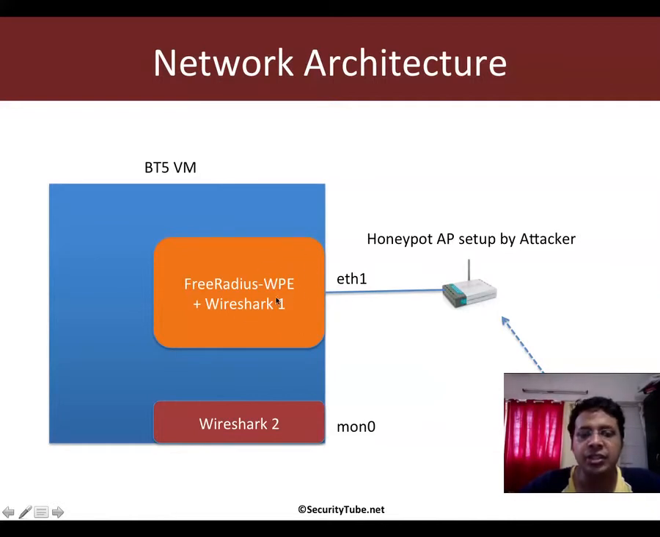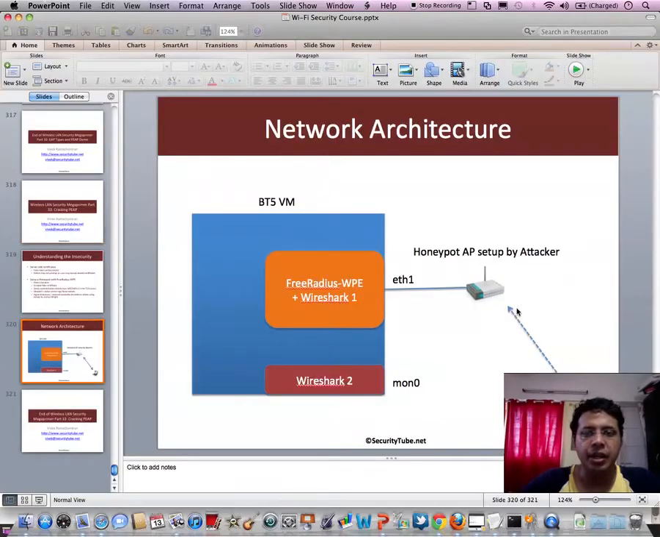On this interface, we have FreeRadius-WPE running, and we also have a wireless interface through which we are monitoring the traffic going over the air between the client and the access point. So let's go ahead and begin our attack demonstration.